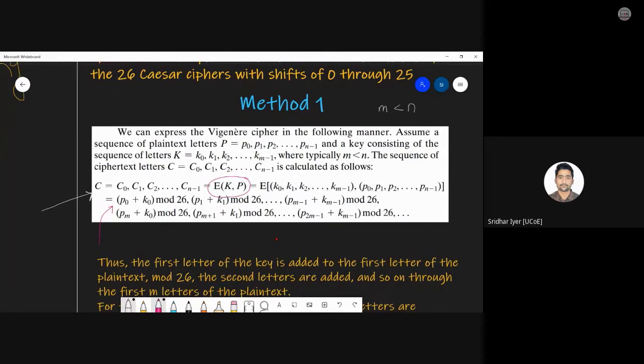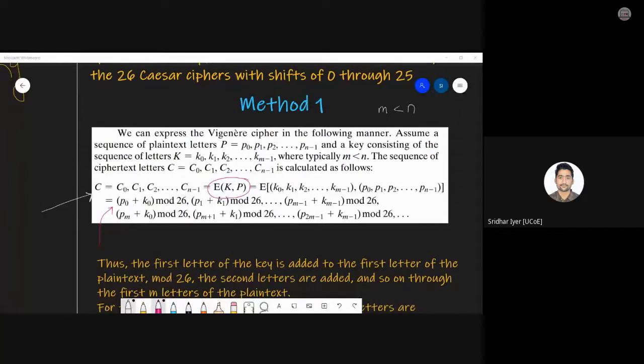Each element of the plain text is added with each element of the key, and the combined mod is taken by 26. Whatever is the result, that will be your C0, and C1 and C2 and so on. Am I clear?